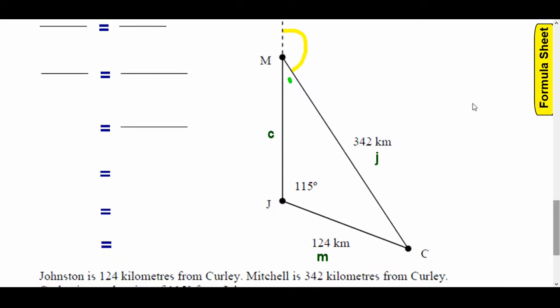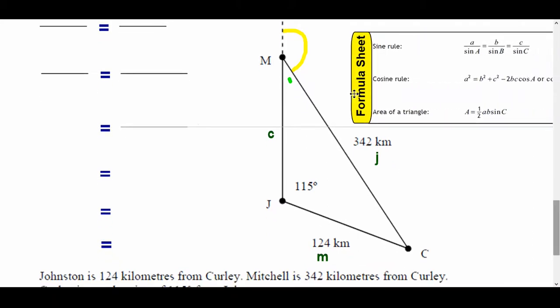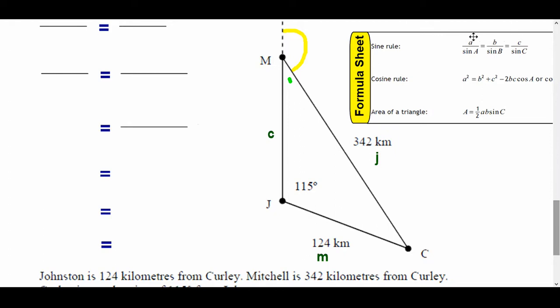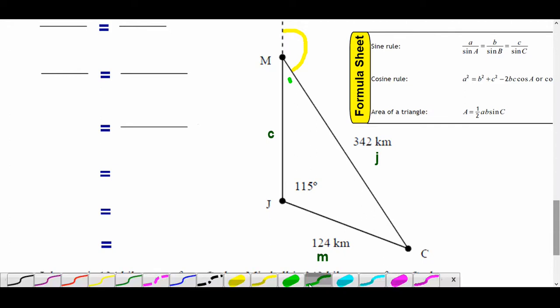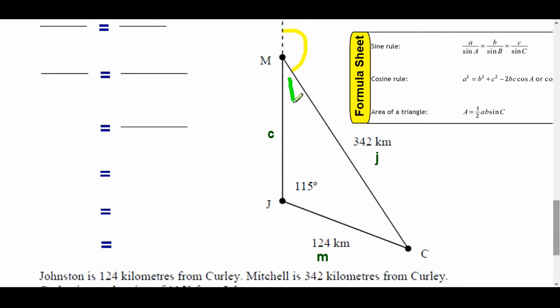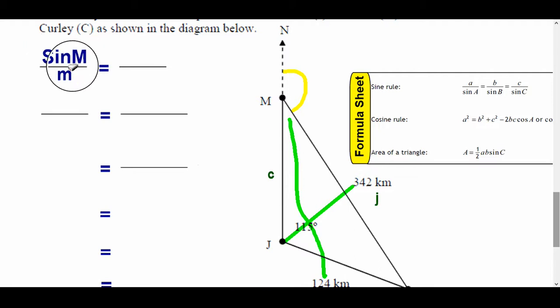Right, so I'm going to set up the sine rule. Now, because I'm working out an angle, we flip the sine rule over and we have angles on top. So sine A over A, sine B over B, and sine C over C. And we have to recognise, as I talked about before, the pairs we're going to use. So we're going to use M's and we're going to use J's. There's no reason to use C's because there's no angle at C and there's no side length C. So we're going to use M's and J's, taking care to put the angles on the top instead of this way around.